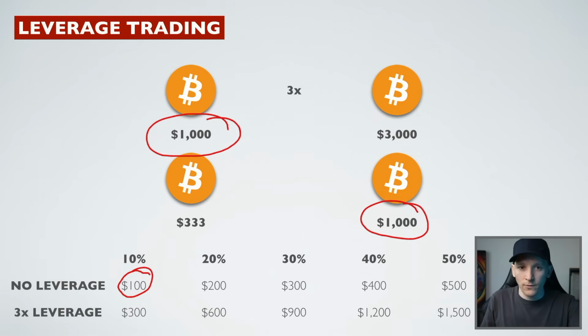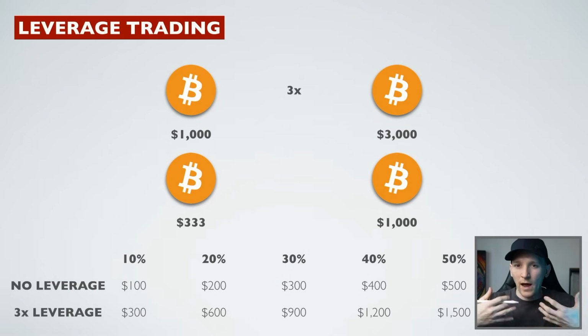$1,000 is obviously 100 with no leverage, right? So if you're using no leverage, then a 10% move to the upside, you get $100. A 10% move to the downside, you lose $100. A 30% move obviously moves that $300. A 50% move is $500. Fairly self-explanatory. However, once you start adding leverage into the mix, things get a bit crazy, right?